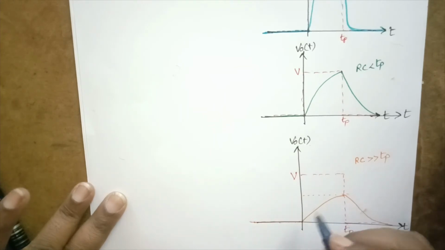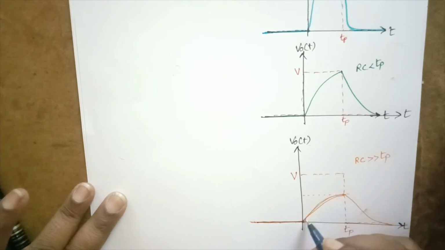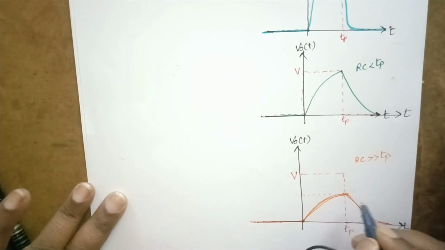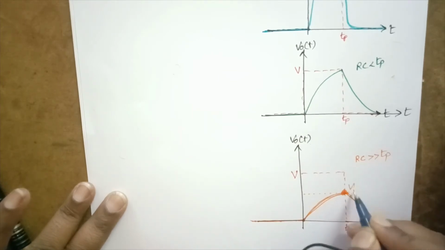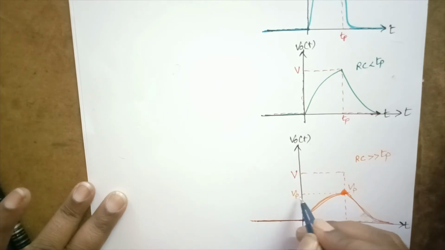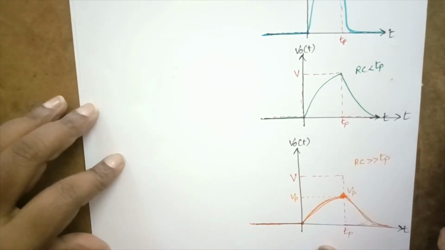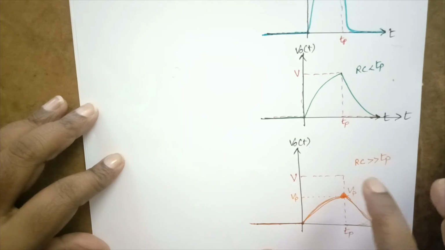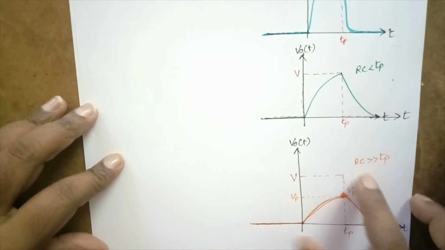So this is slowly charging and this one is slowly, exponentially discharging. Let us assume that this peak value is Vp. Okay, so if you observe these three diagrams, when the time constant is very large, we get maximum distortion.